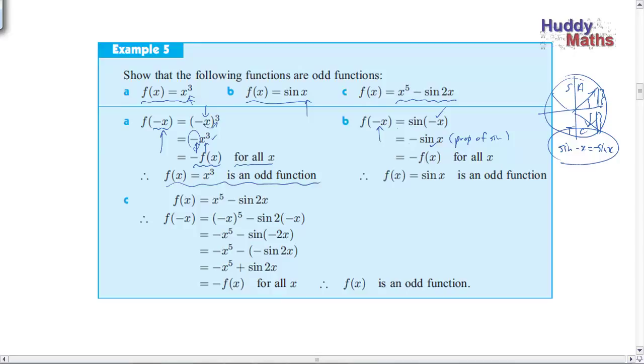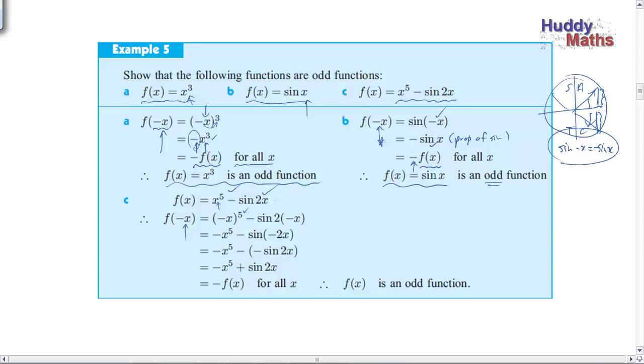So we therefore say when you subbed in neg x, you got values which were the negative of the positive values, or the values of the function when x was subbed in as a positive. So therefore, f of x equals sine x is an odd function there. All right, what about the last one? x to the 5th take sine 2x. Usual procedure, sub in neg x in place of x.